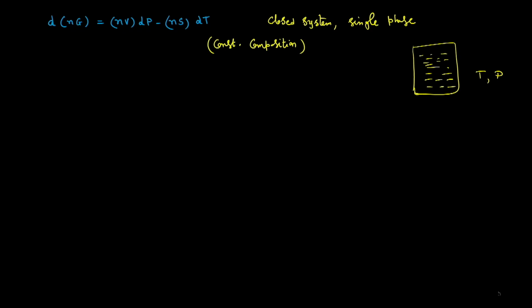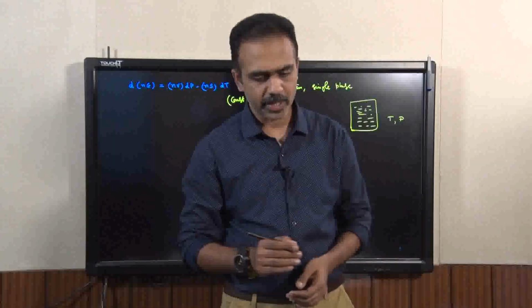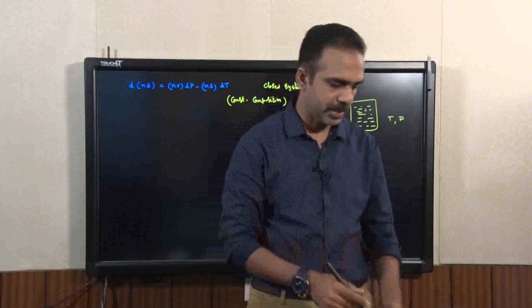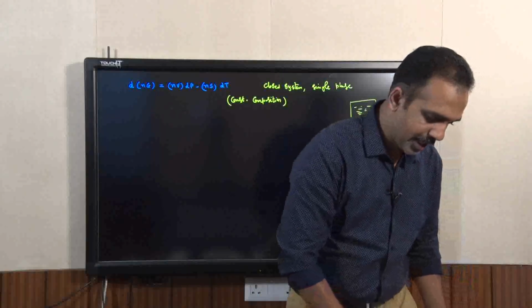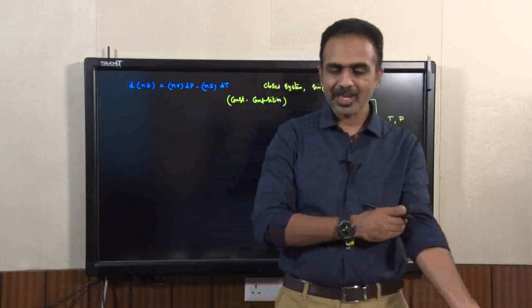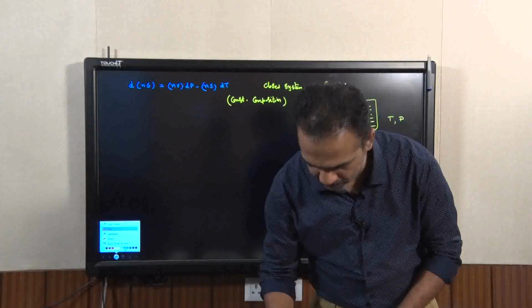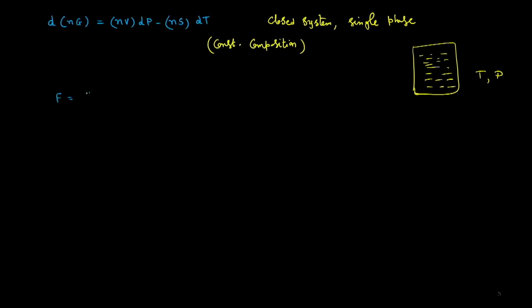Now, what happens if it is not a closed system, if it is an open system and the system is allowed to exchange matter with the surroundings? I can add some number of moles for one of the chemical species or for both the chemical species. It's a mixture of chemical species. Then how do we express the change in Gibbs free energy for such a system? So to answer that question, let us revisit the phase rule. The phase rule says the number of degrees of freedom F is the number of chemical components minus the number of phases plus 2, right?